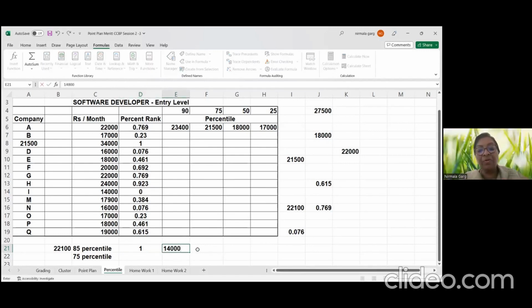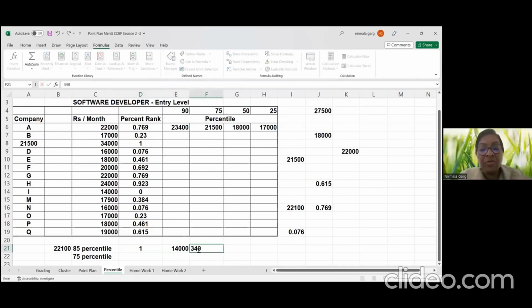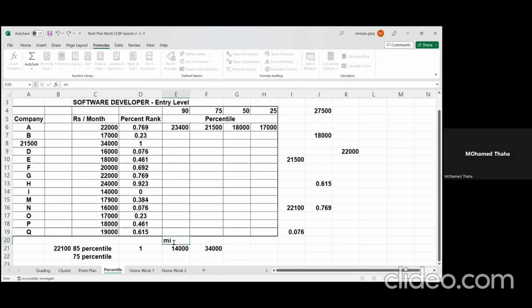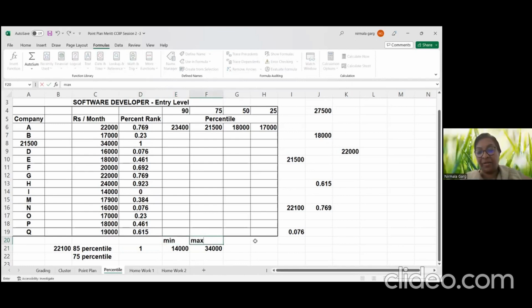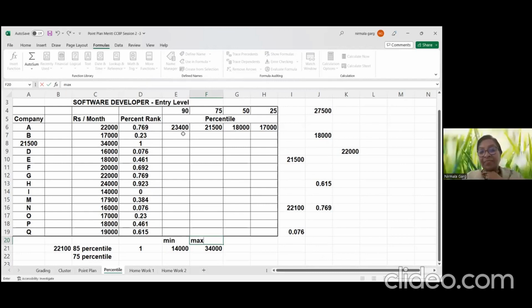So your range of data is between 14,000 and 34,000. Now I'll tell you what it is. So this is your salary range, this is your range of data. Now this range of data has been divided into percentiles, and your 50th percentile, if you use, you will get 18,000. Got it?